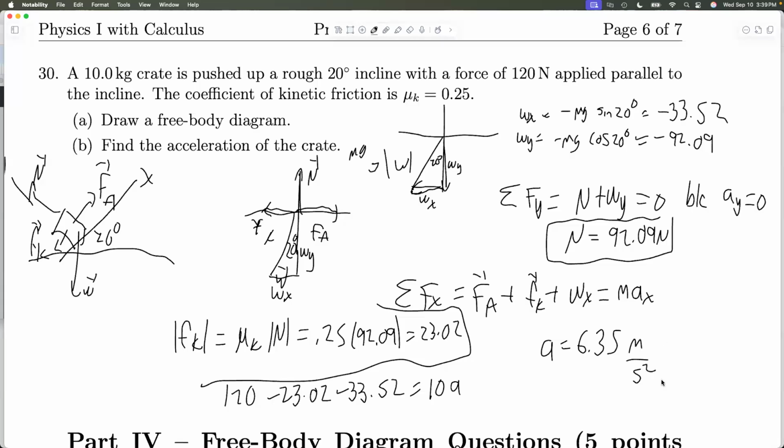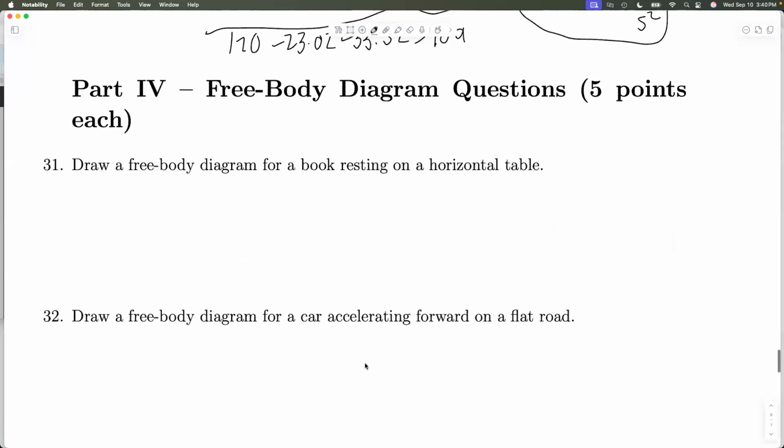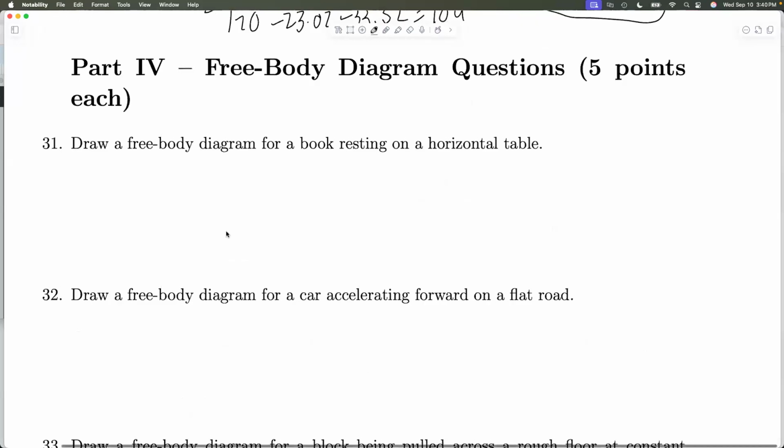Meters per second squared. And that's going to be up the hill because this is a bigger force than that and the weight combined. I mean, you can see there. Okay, now we're drawing some free body diagrams. I think I'm going to be able to finish all this. This one's easy. Weight's down, normal forces up, no forces in the horizontal direction.